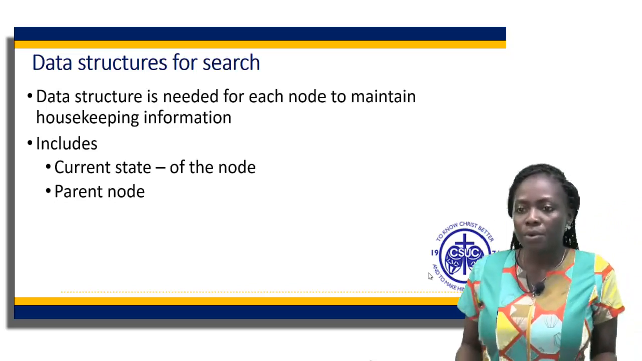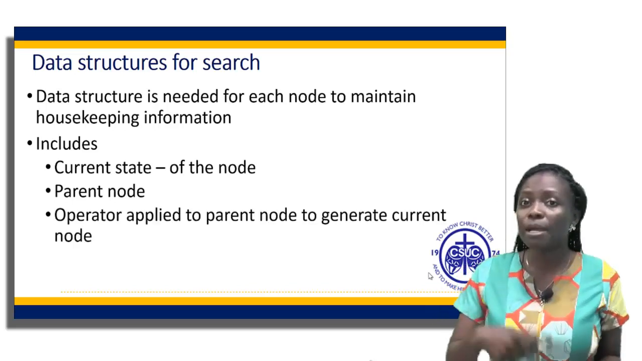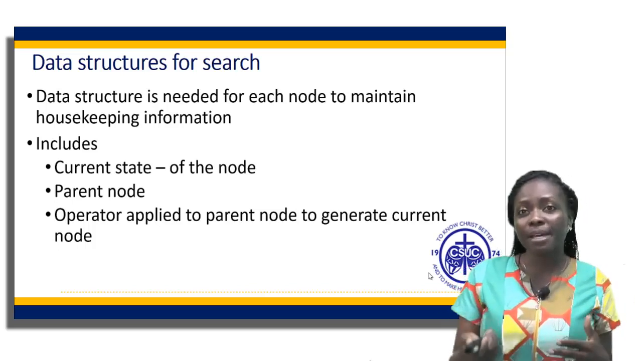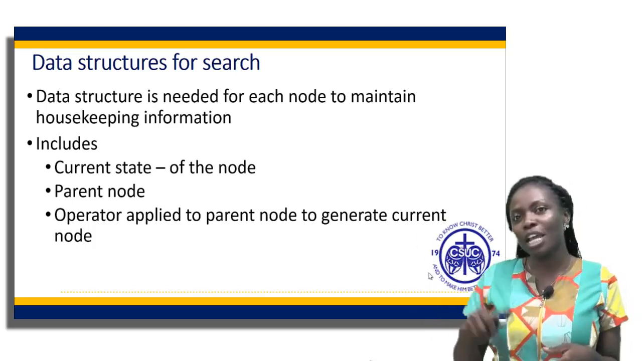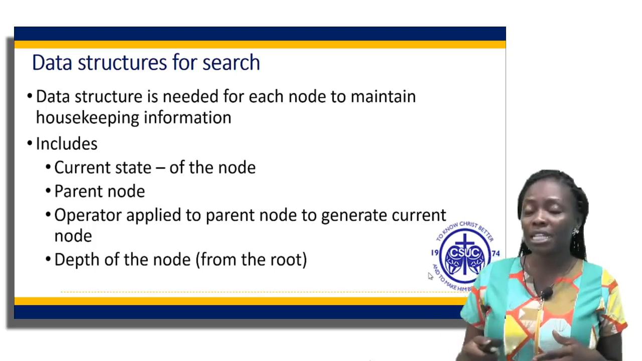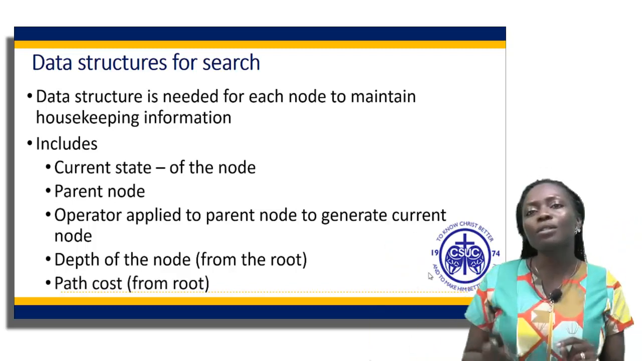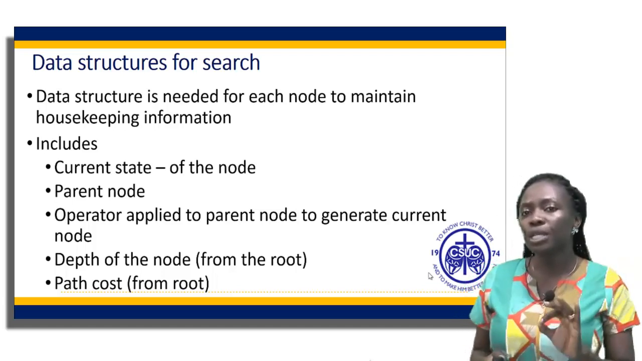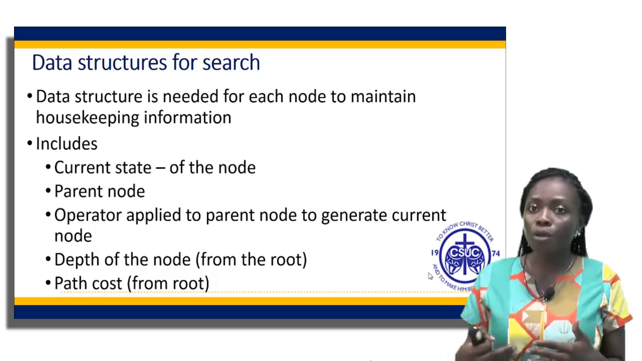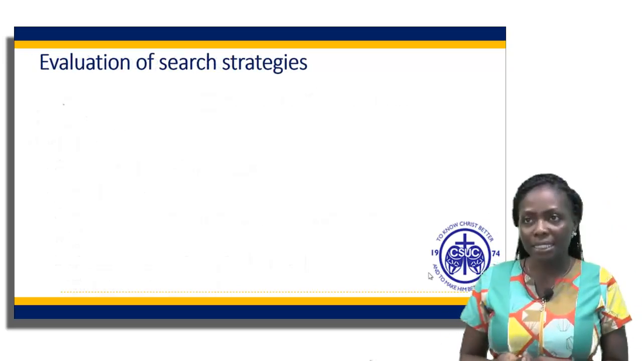So where we are, we will know where we came from. Where we came from will be the parent node. And how we got to where we are from the parent node is determined by the operator that was applied on the parent node to generate the current node that we are at. Then we have the depth of the node. The depth of the node is calculated from the root of the whole tree. And then the path cost is also calculated from the root of the whole tree. Remember, every move has a cost. So we just take the accumulated cost of moving from the root of the tree and tracing our path right down to the current node where we are at.